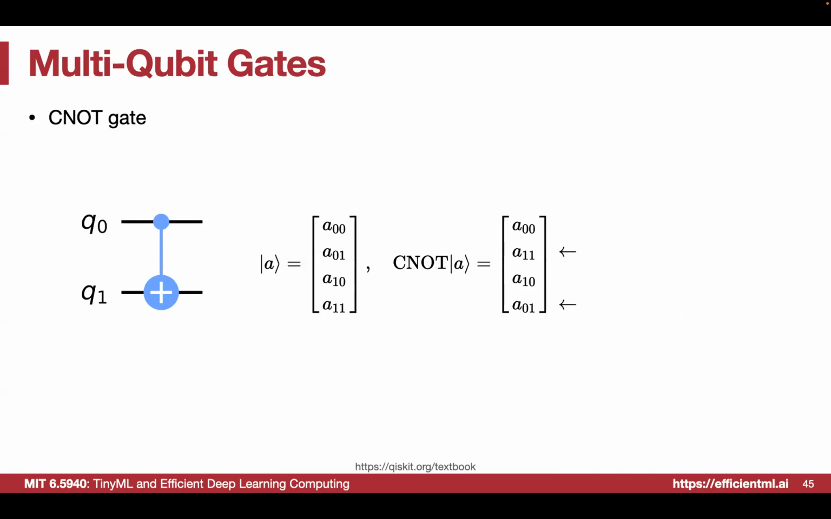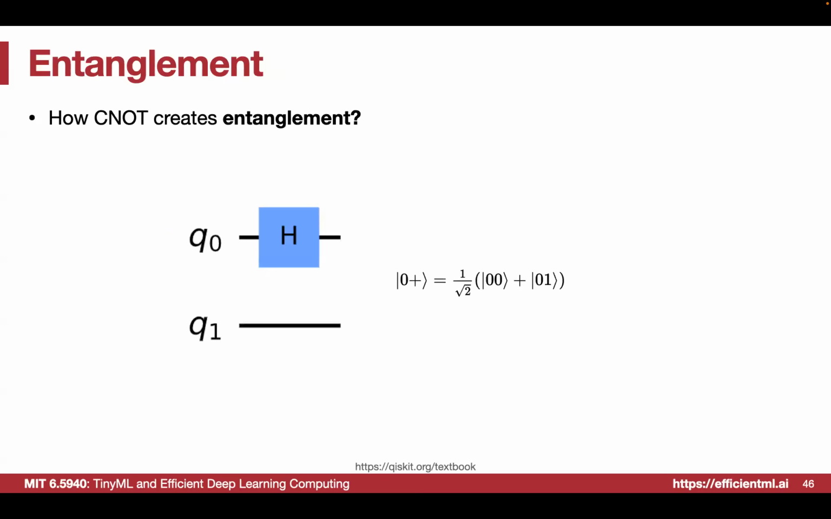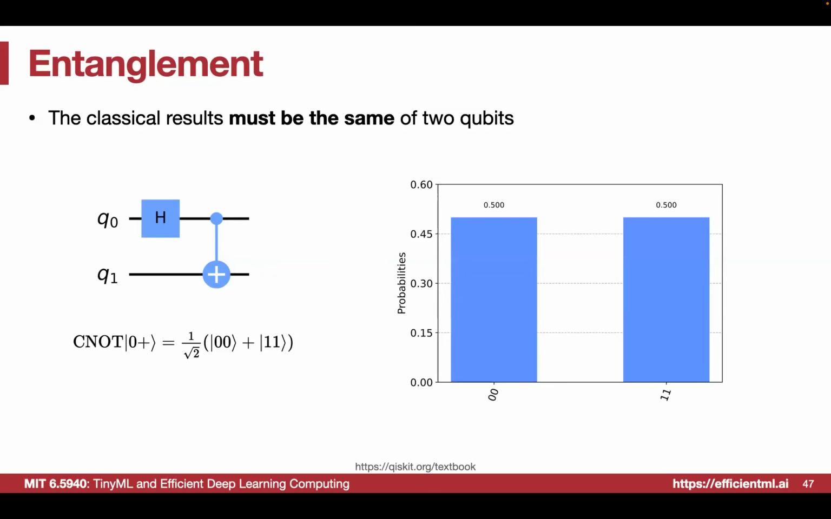The interesting thing happens when we apply this CNOT gate together with the Hadamard gates, right? Say we have Q0 and Q1. What is the current state? Q0 should be the plus state because of the Hadamard gate, and then Q1 should still be 0. So right now the joint state will be 1 over square root of 2 of 0, 0 plus 1, 0.